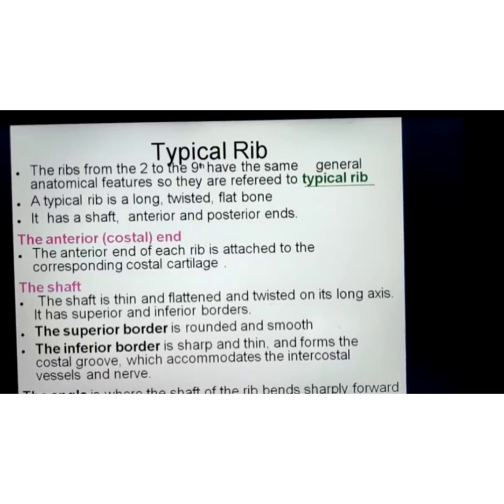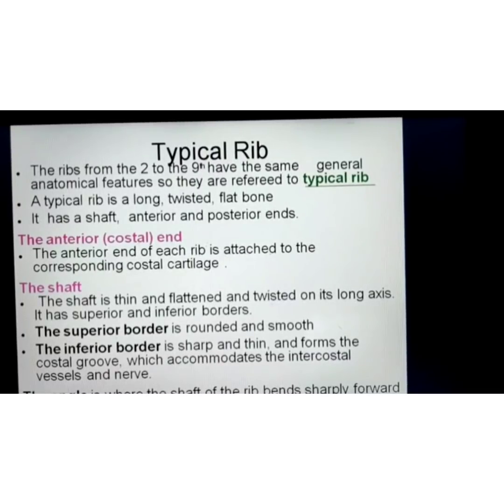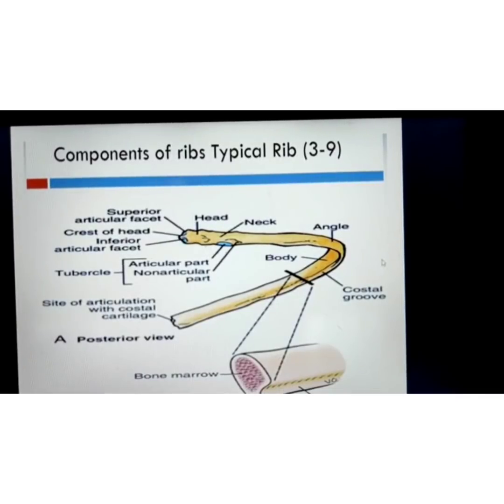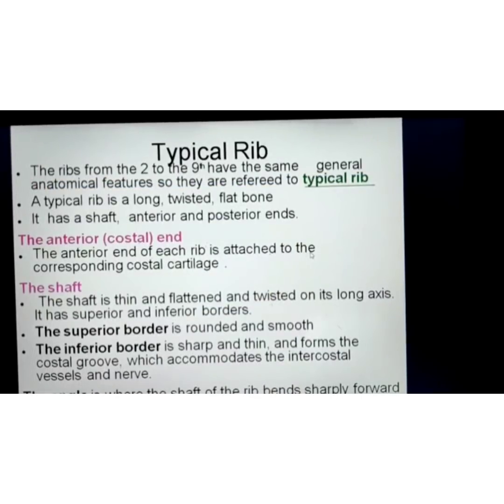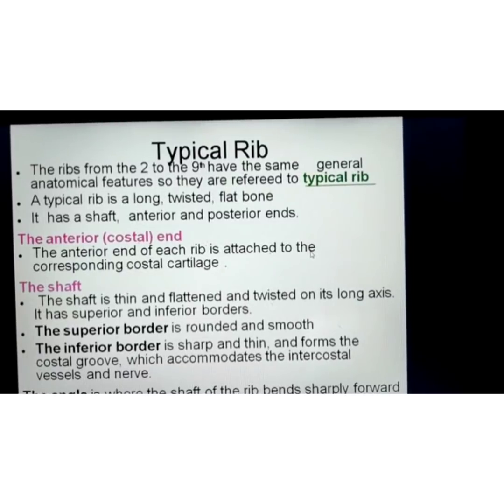Now the angle of the rib is where the shaft of the rib bends sharply forwards. This is known as the angle of the rib, where the shaft of the rib bends sharply forward.